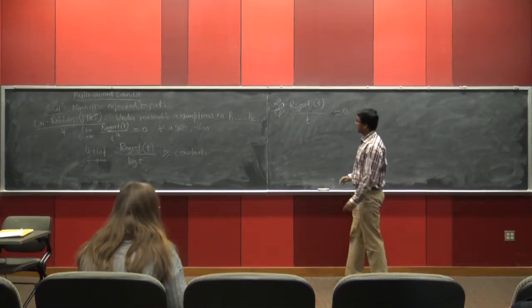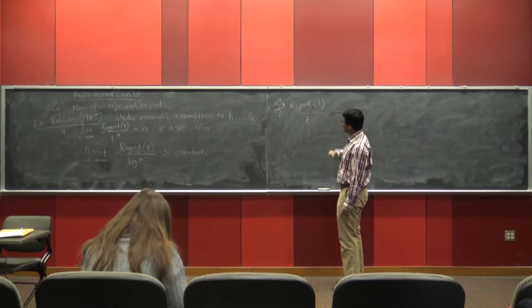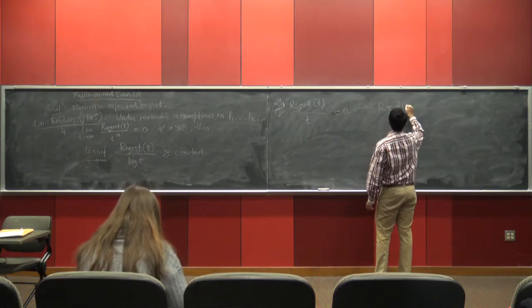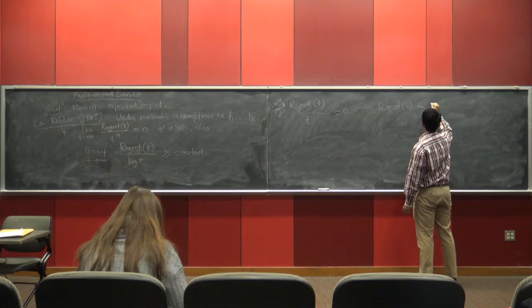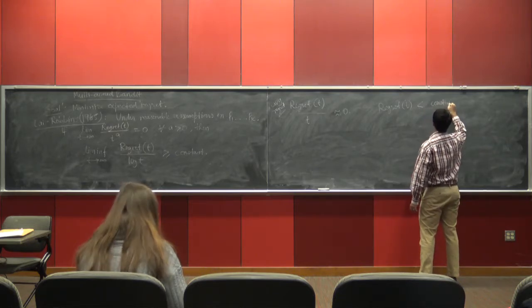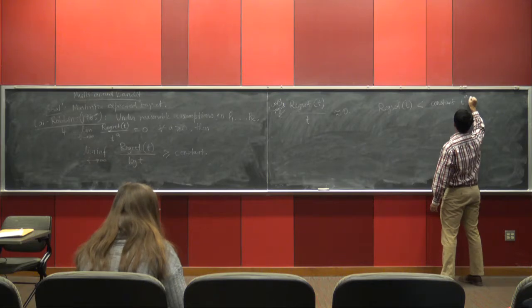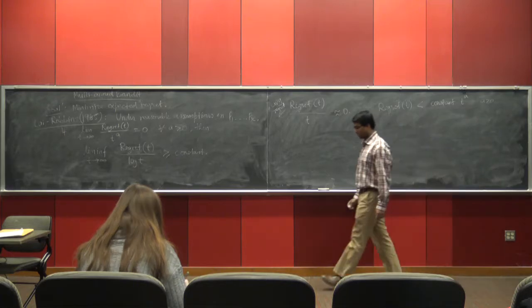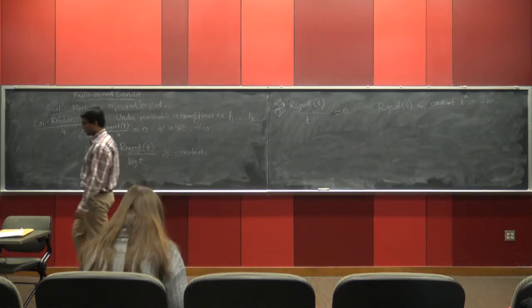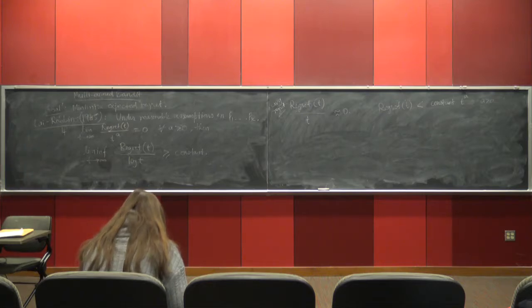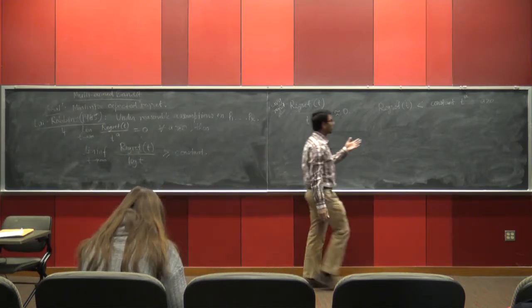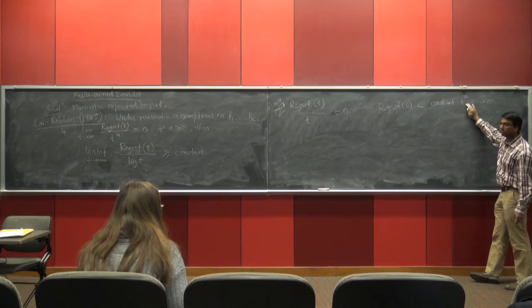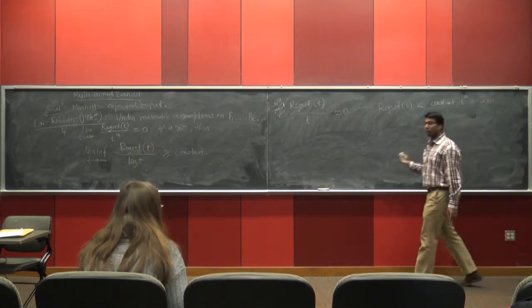But what Lai and Robbins suggest is, why only average regret? Why not consider regret of t to be less than some constant multiplied by t raised to a, where a is some positive number? So ideally, let's say a was 0.1. We want the regret at time t to be less than some constant multiplied by t raised to 0.1, or t raised to 0.01.